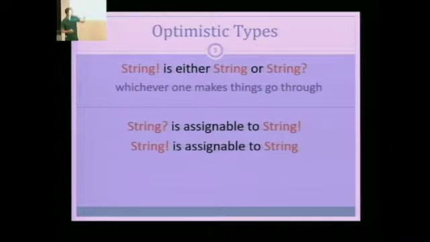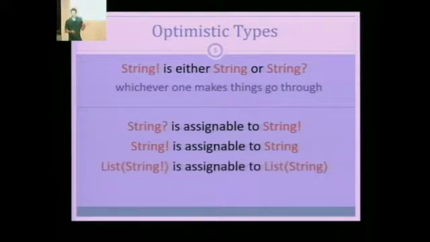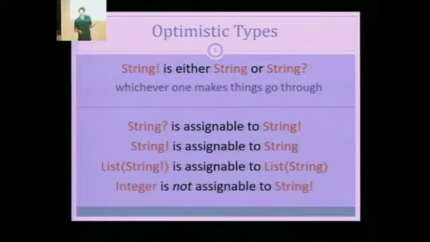And this perspective also lifts to higher constructs, so I can ask, well, should List<String!> be assignable to List<String>? And again, the answer is yes, because we can interpret that String! as a String. But we're not allowing just everything to happen. So for example, you can't assign an integer to String!, right? Our optimism is scoped or bounded, in a sense.